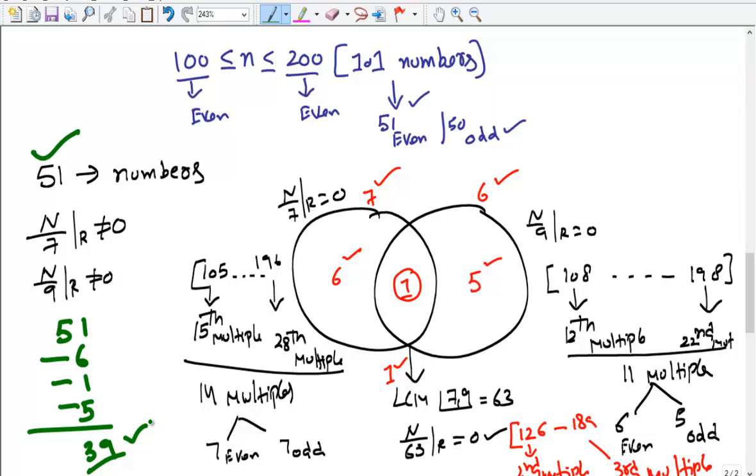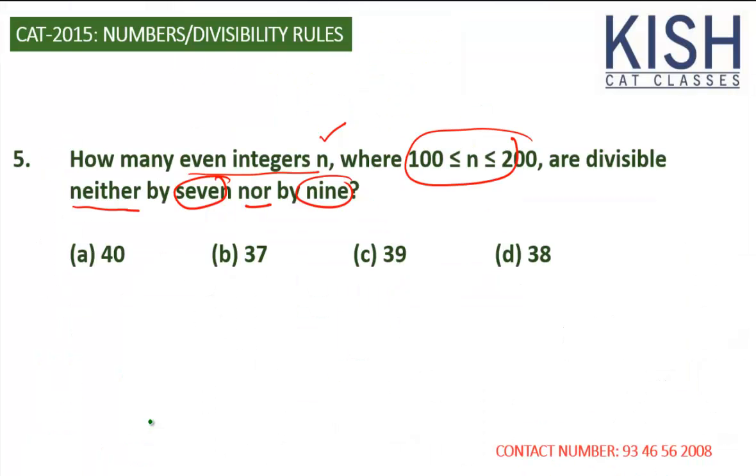There are two tasks involved here. One task is to find how many even numbers there are from 100 to 200. Once that is completed, you need to do the simple reverse process, that is, to find how many of them are multiples. While finding the multiples also, do pay attention. Some of the numbers can be multiples of both 7 and 9. That's it. Let's move to the next question.